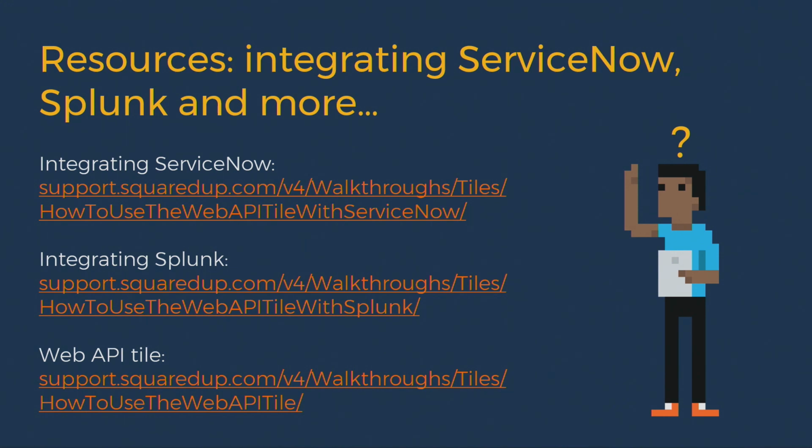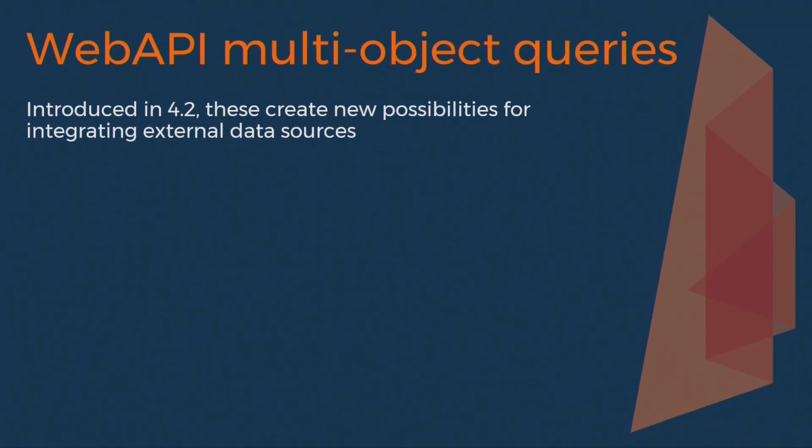But in terms of Squared Up 4.2, for those of you who haven't seen the release webinar, the big piece that Richard announced for Squared Up 4.2 is the idea of doing multi-object queries. Previously in Squared Up, with how our Web API tile worked, whenever you created a dashboard, you had to hard code all the parameters that you wanted to send to the API query. If you created a perspective, then we could send any of the property values from whatever SCOM object you were on along with the query.